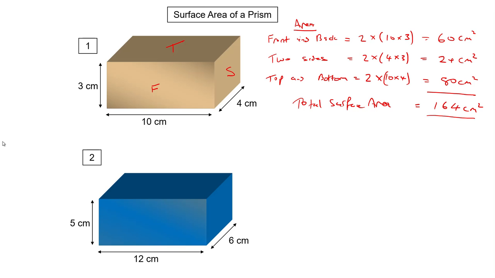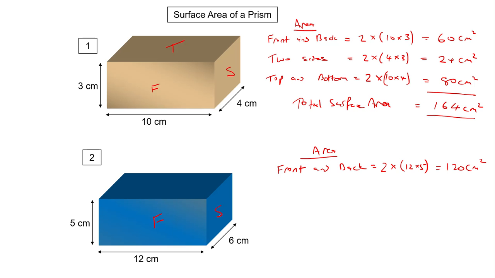Right, so let's have a quick look at the solutions for the second example. Exactly the same sort of thing. So we've got the front here. So I could say front and back is equal to, let's make that area, we've got 12 by 5, so we've got 2 of them, times 12 times 5. 12 times 5 is 60 times 2, so that's 120 centimeters squared.